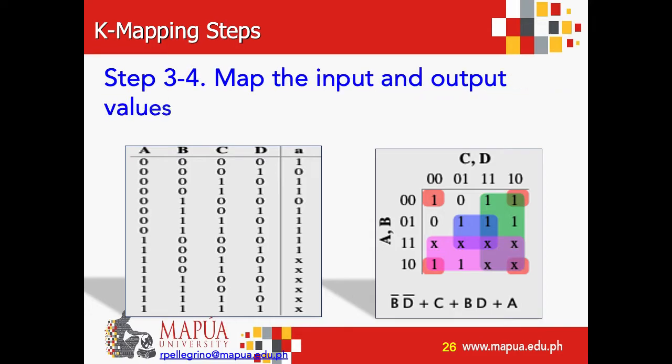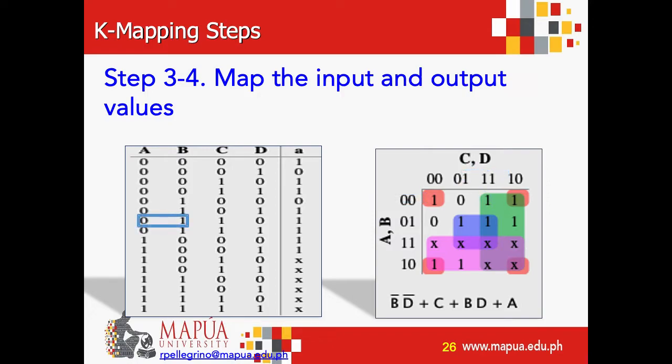For steps 3 and 4, make the input and map the input and output values. From the given truth table, let's have an example from 0 0 for A and B, to be mapped to the grid. On the row part, we have A and B, that is 0 0. And for the column part, we have 1 1 for C and D. The intersection of the 0 0 and 1 1 gives us an output of 1, which is mapped in the cell of the grid.